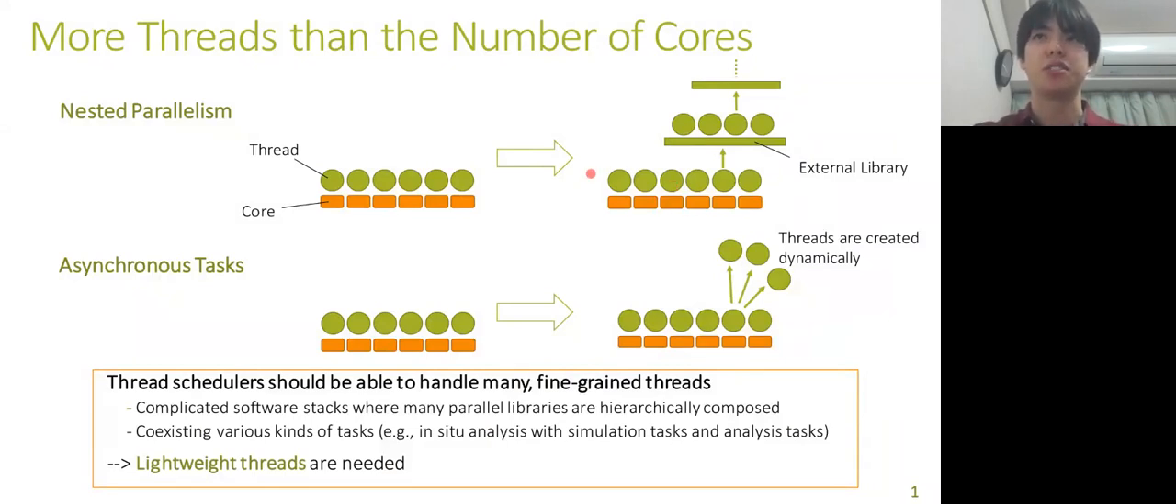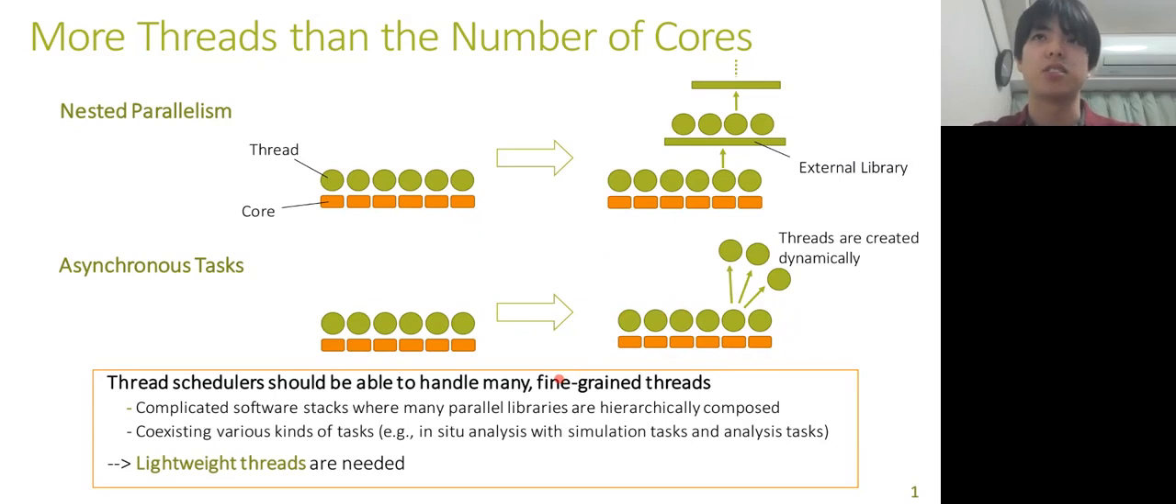In various situations, more threads than the number of cores are created. For example, if a parallel program calls some external libraries and the library is also parallelized, there is nested parallelism. In addition, asynchronous tasks can be created dynamically, and they are often represented as threads. So efficient thread schedulers for handling these many threads are needed.